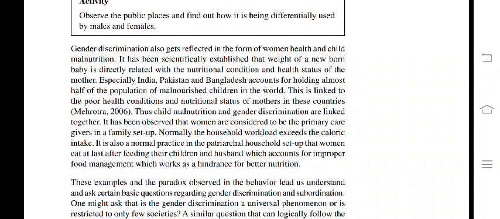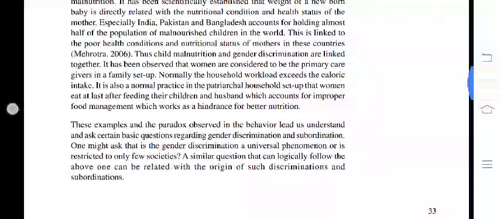It has been observed that women are considered to be the primary caregivers in the family setup. Normally, the household workload exceeds the calorie intake. It is also normal practice in the patriarchal household setup that women eat last, after feeding their children and husband, which accounts for improper food management, which works as a hindrance for better nutrition.